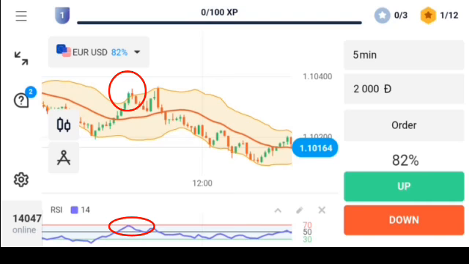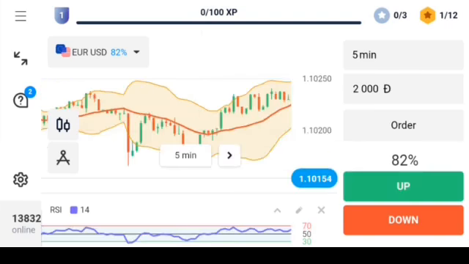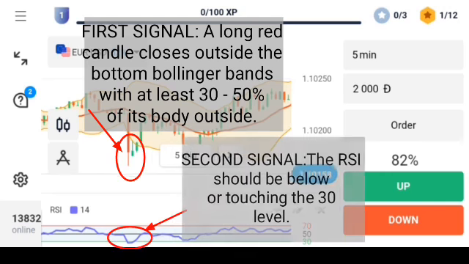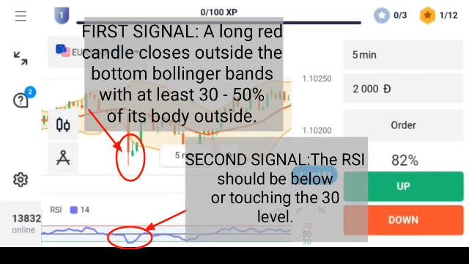Here's an example of the sell condition while using this strategy. While for an uptrade, the first signal for a buy appears when a long red candle closes outside the bottom Bollinger Bands with at least 30 to 50% of its body outside. The second signal for a buy occurs in the RSI, when the RSI drops below the 30 mark.